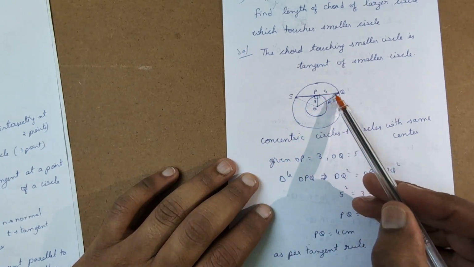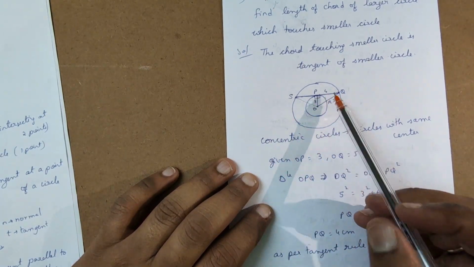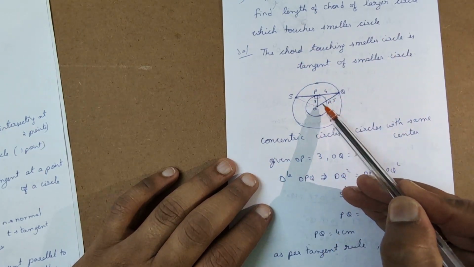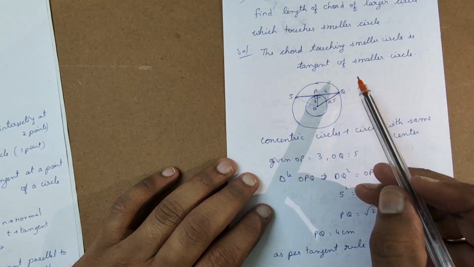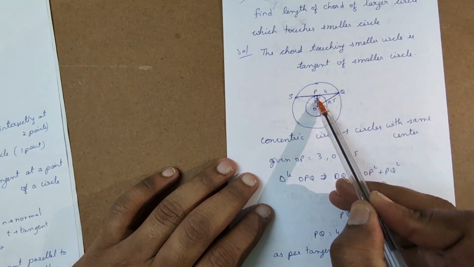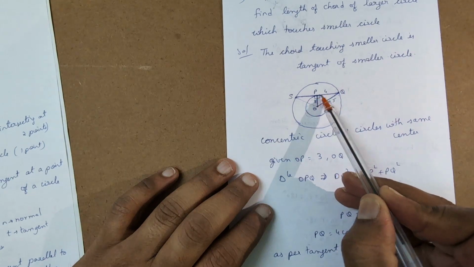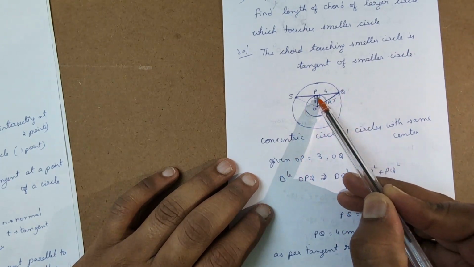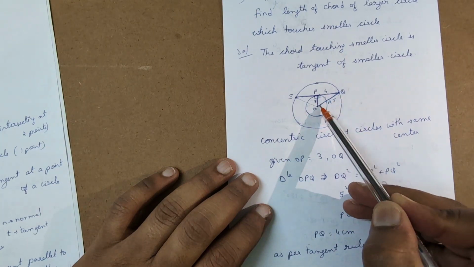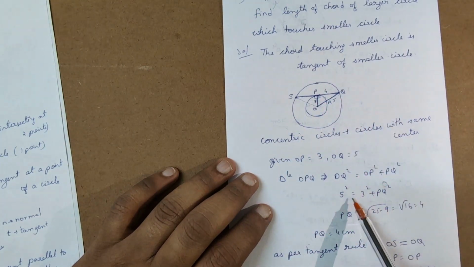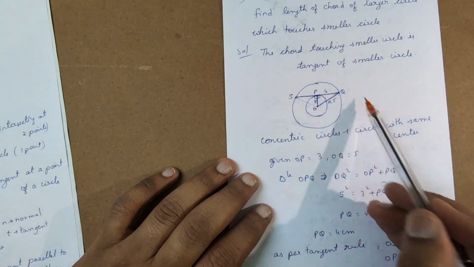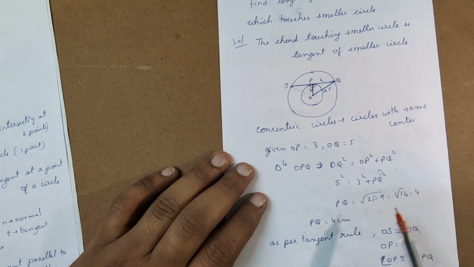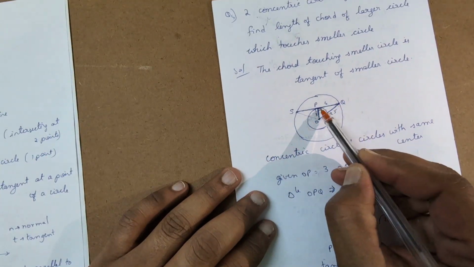So consider this triangle. They have mentioned the outer circle radius as 5, so this is 5. The inner circle radius is 3, so this is 3. Now this can be figured out easily because this is a right angle triangle. By the Pythagoras theorem, the hypotenuse square equals the sum of squares of the other two sides. So 5 square is equal to 3 square plus PQ square. So PQ equals root of 25 minus 9, that is root of 16, that is 4. So I found this value as 4.